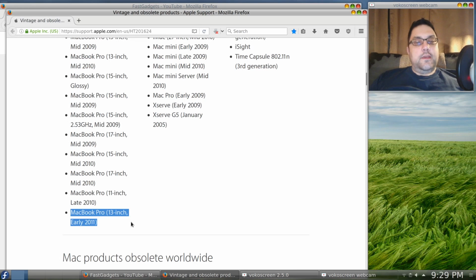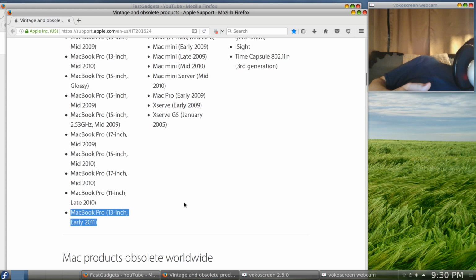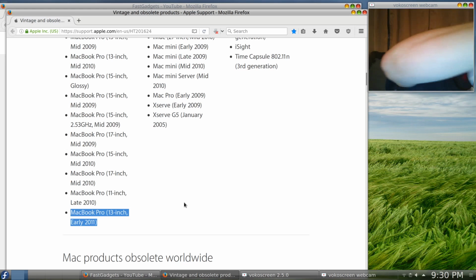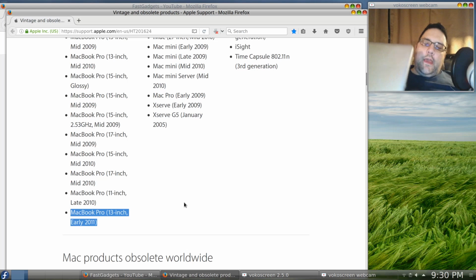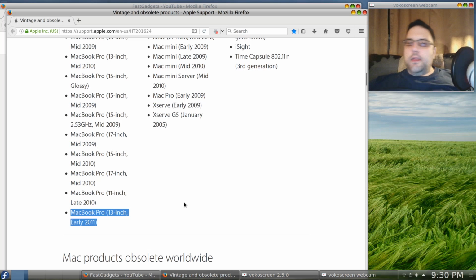Now, the other thing is, these systems, as far as obsolescence and usefulness goes, I do not consider obsolete, and I will say that the MacBook Pro 13-inch early 2011 is not considered obsolete. And I will grab one that I have right here. So I have a case on this, so don't mind the case on it, but I have a MacBook Pro 2011 that actually works really great.